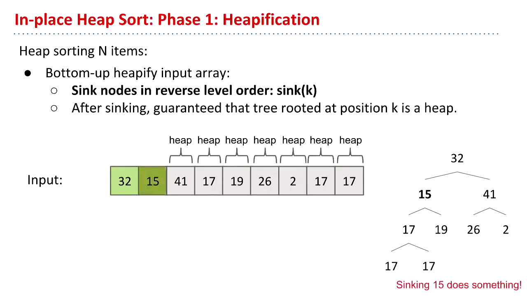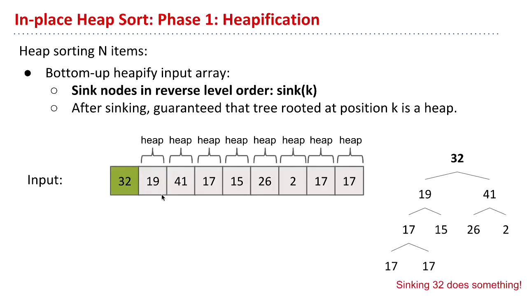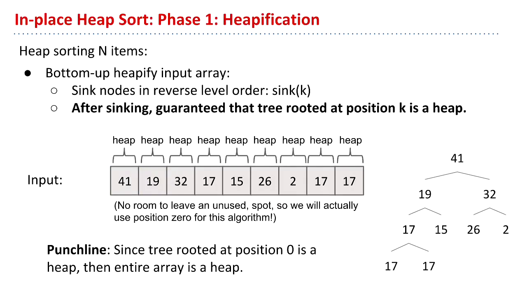All right, now moving on. Okay, 15. We sink this number. Who takes over? 19. All right, good. All right, now comes 32. What? 41 takes over. Okay, so now at this point, we have a heap, and all of this useless garbage is there too, making us look bad for our visitor. Okay. So the punchline, ignoring this little heap thing, is since the tree here, if we think of this as the root, since it's a heap, the entire array is a heap.